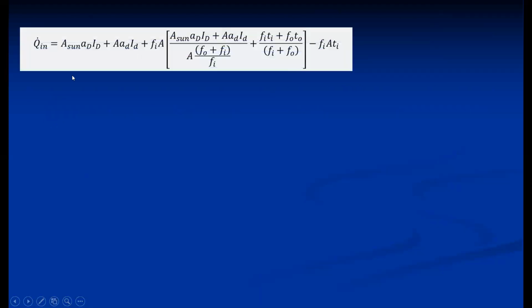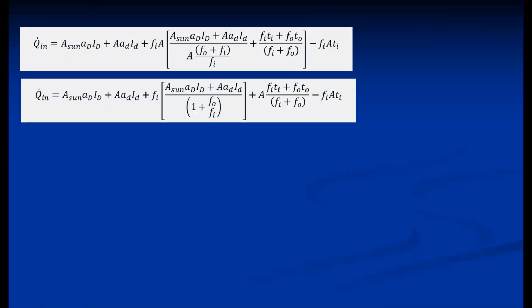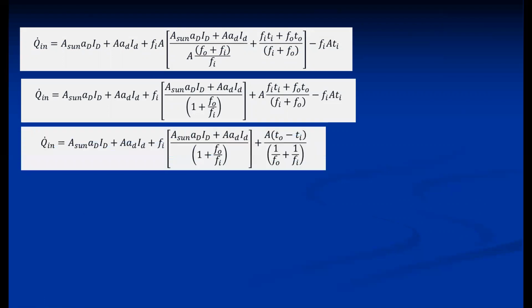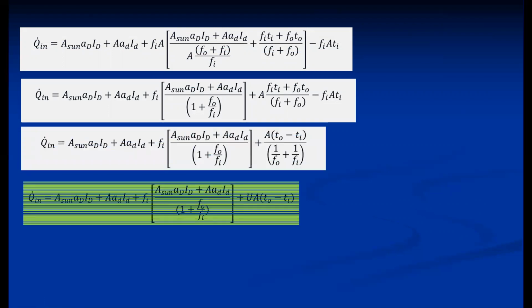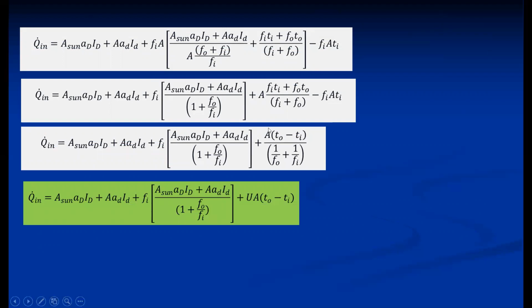So that we get Q dot in, that is equal to this term as it is. This term is nothing but Tg minus FIA Ti. Now if we go on resolving this particular equation and simplifying, after simplification we arrive at this particular term.